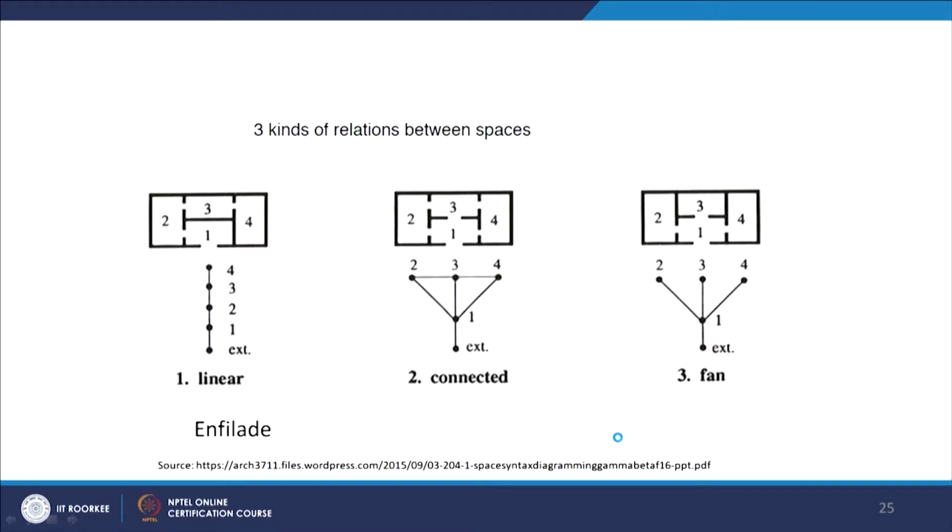Now, there are three kinds of relations between spaces. One is linear, the connected or networked, and the fan-shaped, which bifurcates. Linear is also referred to as enfilade. This is a term they use, for linear processes and linear connections, and most of these historical and dominant buildings are mostly in a linear way.